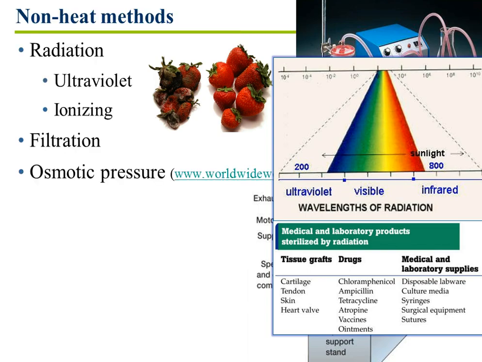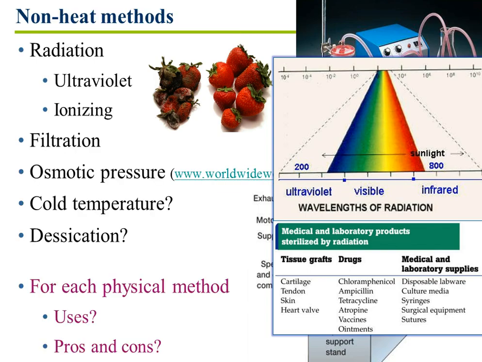Okay, non-heat methods, radiation. Ultraviolet versus ionizing. These strawberries that you're looking at up here, you got two batches. The one on the left has not been irradiated and the one on the right has. They're using ionizing radiation. Most of the grocery stores, all the fruits and vegetables have been irradiated. There is no radiation leaking out of the fruits and vegetables. It extends shelf life. It destroys molds, bacteria, and so on.